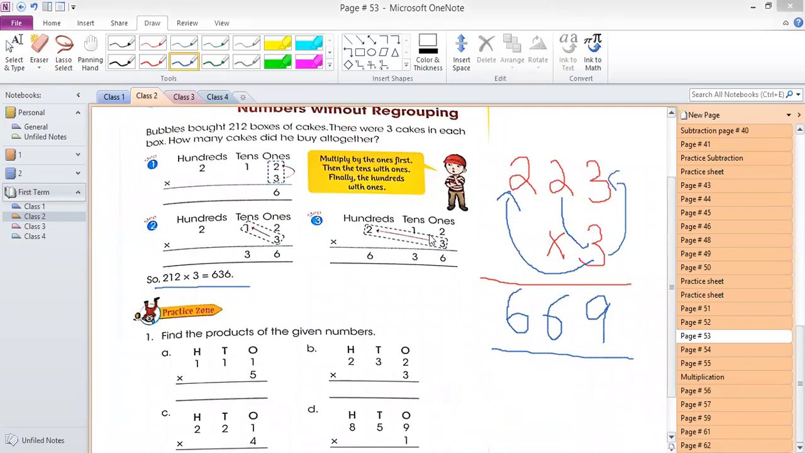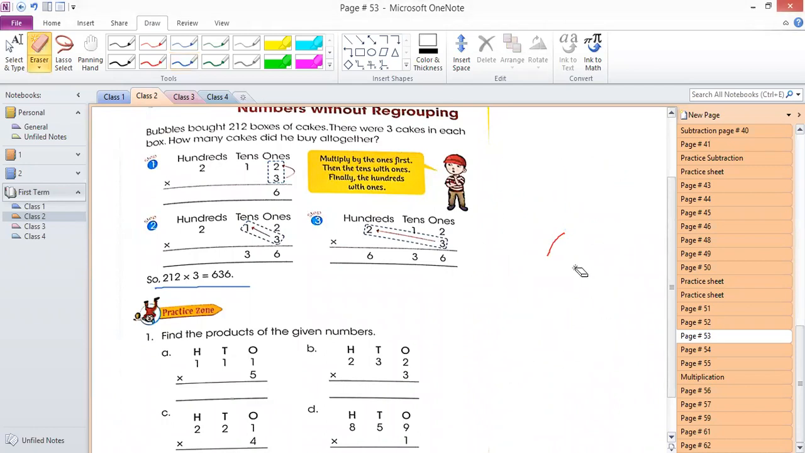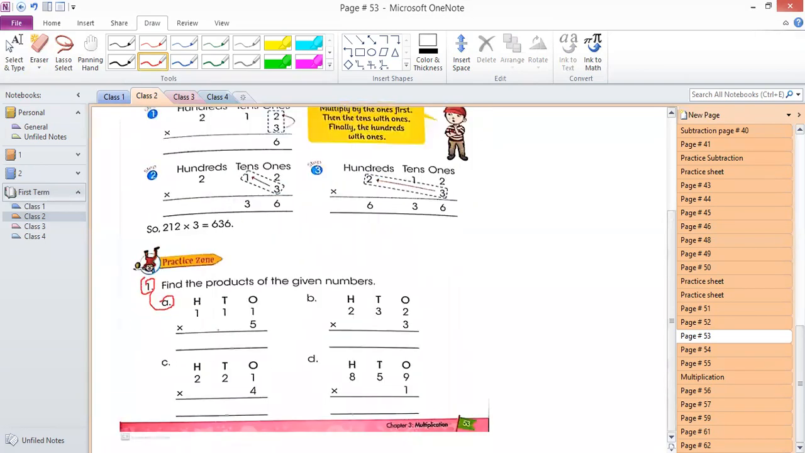Yes, sir. That's very good. Now, guys, you have to answer the question number 1 of page number 53. Let's move to the questions of the exercise. Question number 1A. 111 multiplied by 5. This is very easy, guys.